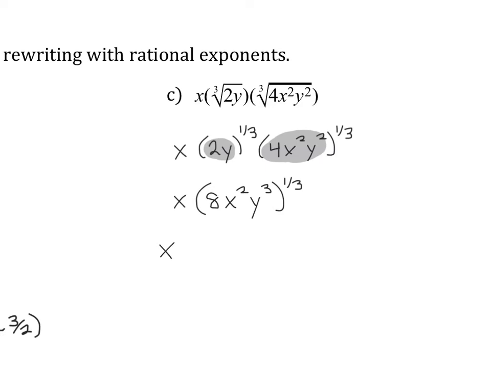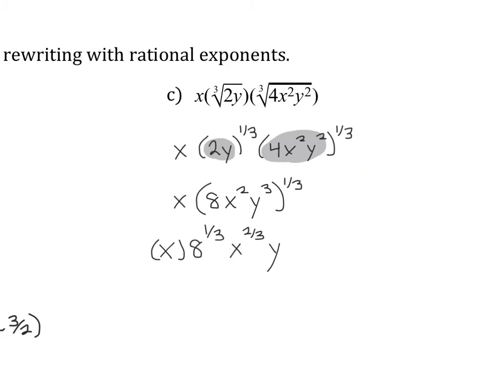So we have x, and then we have times 8 to the power of 1/3. And then here we have x to the power of 2/3. We're going to multiply our exponents, 2 times 1/3. And then here we have y to the power of 3/3, which is just y to the power of 1.